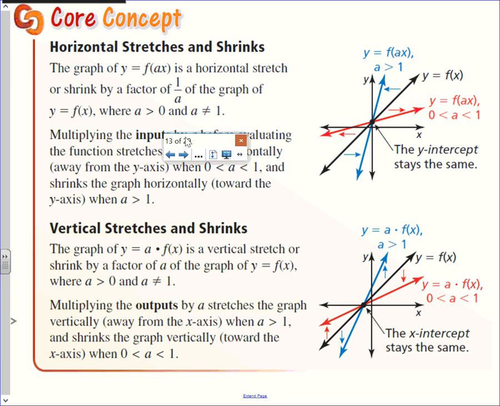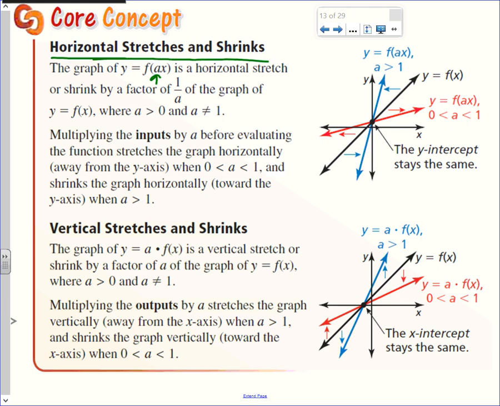And then horizontal versus vertical. So what you have here on the front, vertical stretches and shrinks. If you take a coefficient a and you multiply it by the input only, notice it's right in front of x, remember that's your input, then you're going to get a horizontal stretch or shrink. Okay?